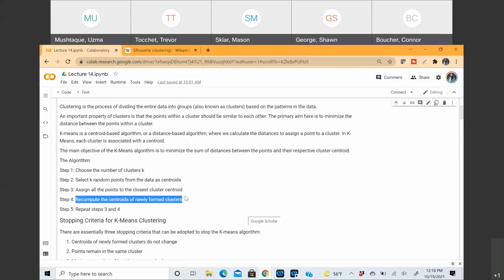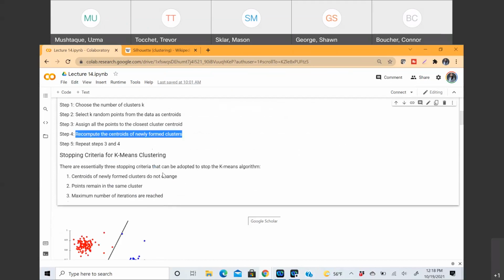And then you compute the centroids of these new clusters. They could be a point in the data set, or they could be some value which is not even a point in your data set, but it is still a centroid. And then you just keep repeating these steps. And there are certain stopping criteria for this.